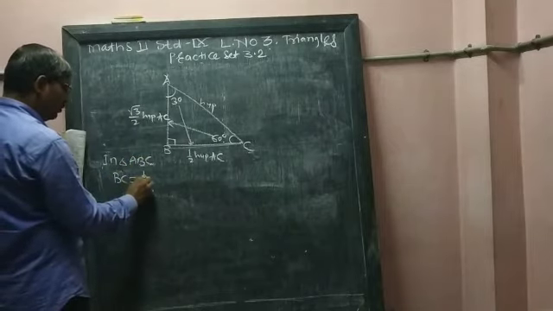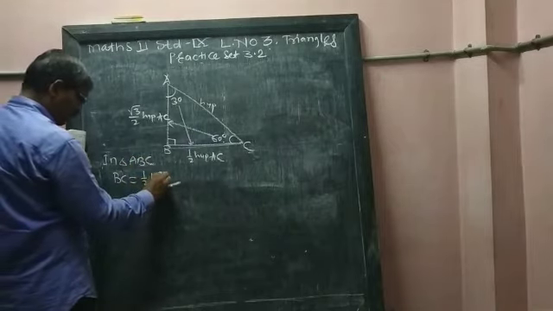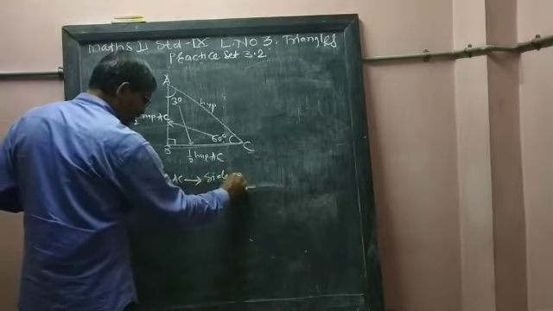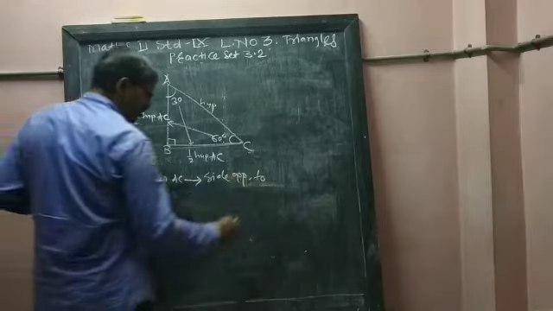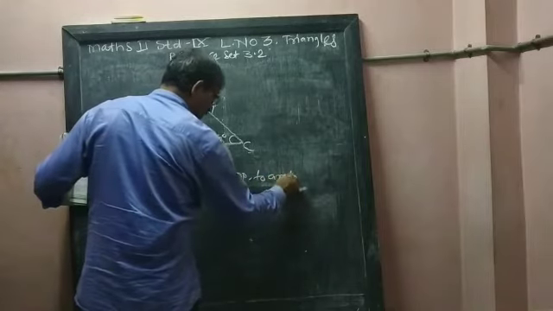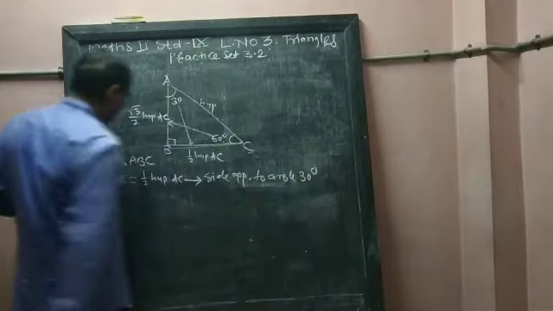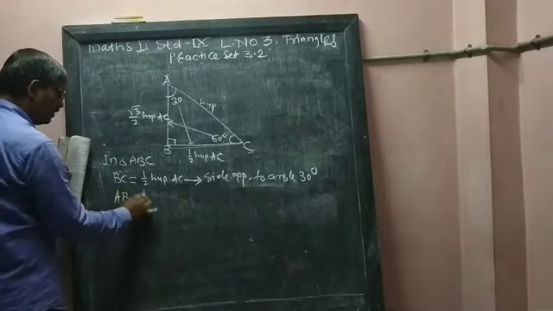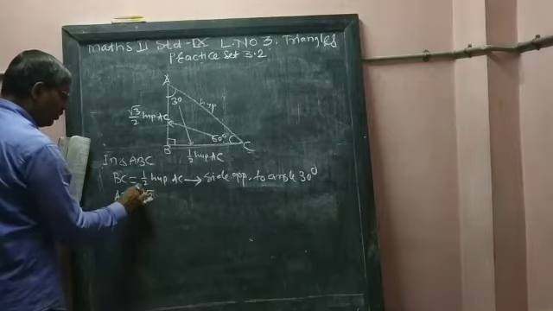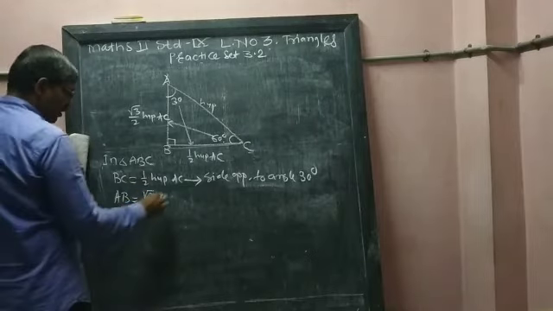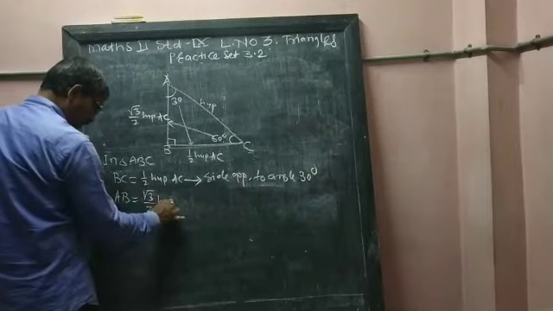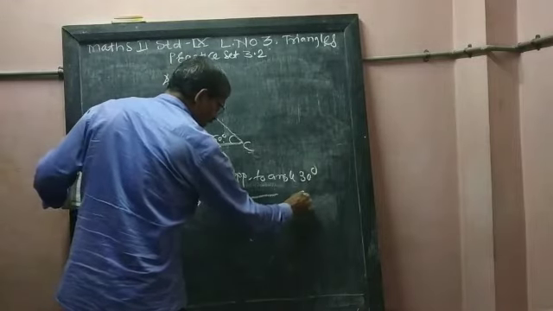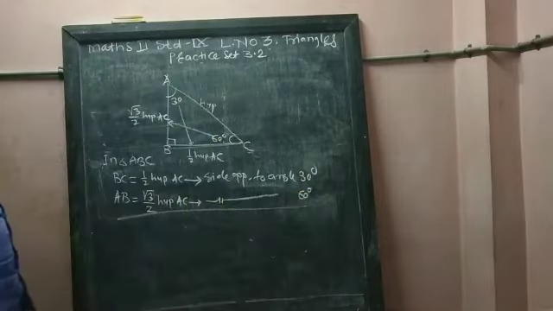BC is equal to half of hypotenuse AC. Here you should write side opposite to angle 30 degree. And AB is equal to root 3 upon 2 hypotenuse AC, side opposite to angle 60 degree. Okay.